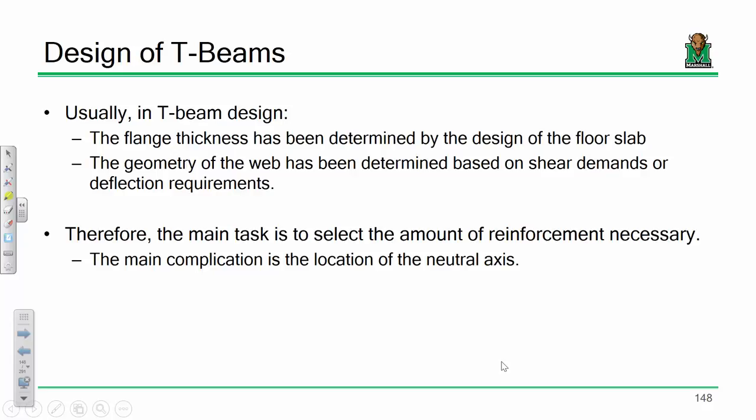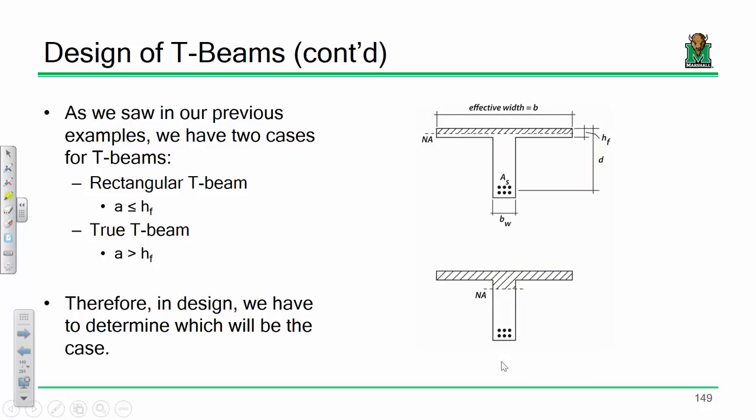If it's precast and you're dealing with a prefabricated unit, a lot of times they're T-shaped anyways. So the design of T-beams, more often than not, is a design of a known cross-section, not an unknown cross-section. The nice thing about that is the only thing we have to do is determine how much reinforcement goes in, and we have our design done. Now the main complication is where the neutral axis lies. I want to look at this.